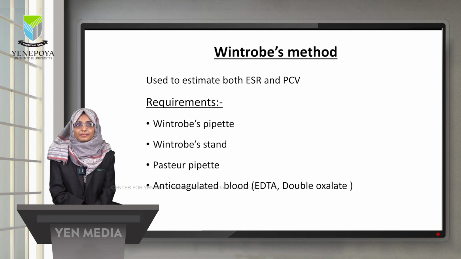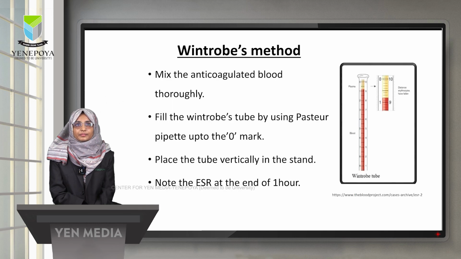Next is Wintrobe's method, used to estimate both ESR and PCV. Requirements are Wintrobe's pipette, Wintrobe's stand, Pasteur pipette, and anticoagulated blood. Anticoagulants of choice are EDTA or double oxalate. Wintrobe's method: we have to mix the anticoagulated blood thoroughly, then fill the Wintrobe's tube using a Pasteur pipette up to exactly the 0 mark, then place the tube vertically in the stand, and exactly after finishing 1 hour we have to measure the ESR level.